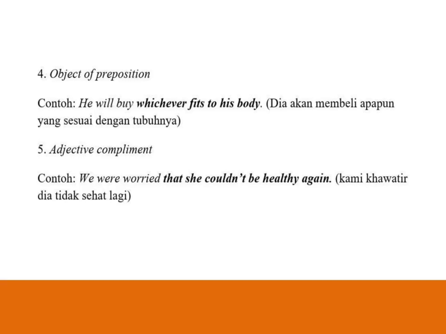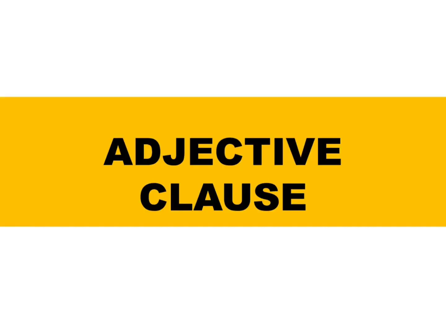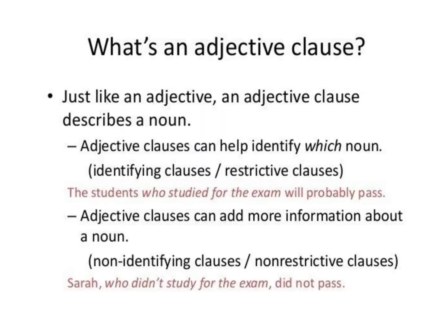Okay, everyone, it's all about noun clause. And for the second discussion, we discuss adjective clause. What is an adjective clause? Just like an adjective, an adjective clause describes a noun. Adjective clause can help identify which noun, and the second one can add more information about a noun. For example, the students who studied for the exam will probably pass. The second one is Sarah, who didn't study for the exam, did not pass.